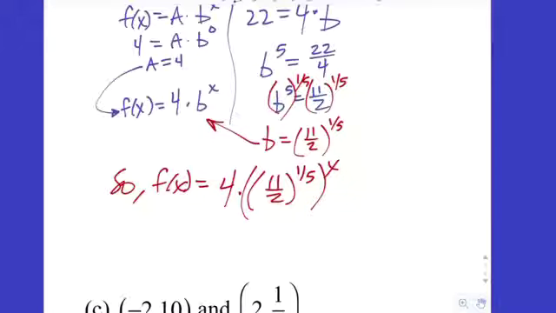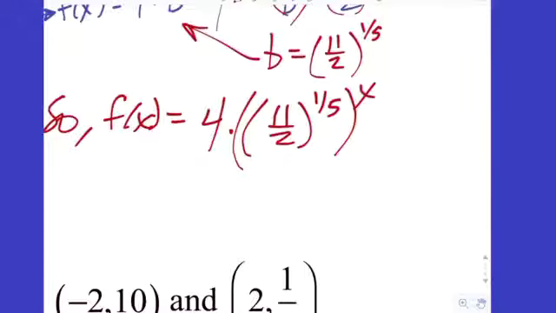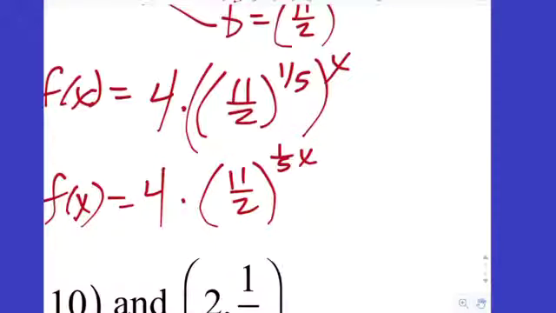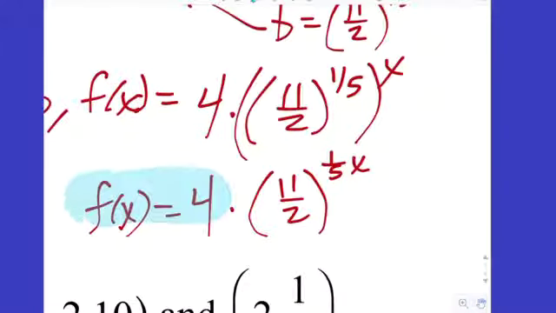But we're not done just yet. What can we do now since we left the 5th root as a fraction raised to a fraction power? What do you do with those two? You multiply. All right. So your final answer is going to be 4 times the base 11/2, and now the exponent is 1/5 x, or x/5, x divided by 5, however you want to write it. That is the prettiest version of the answer.